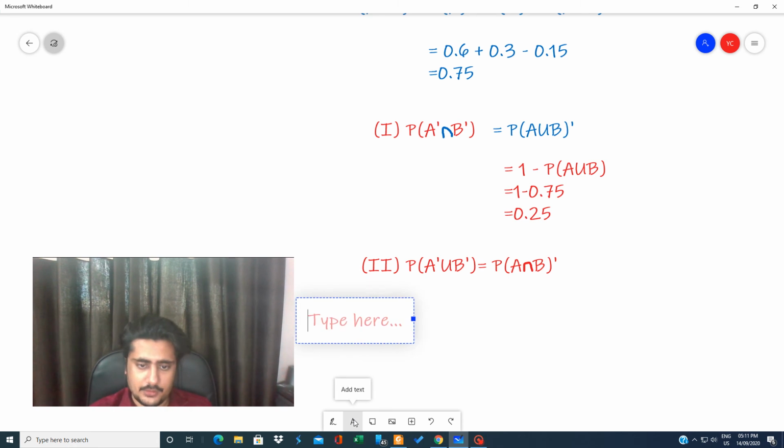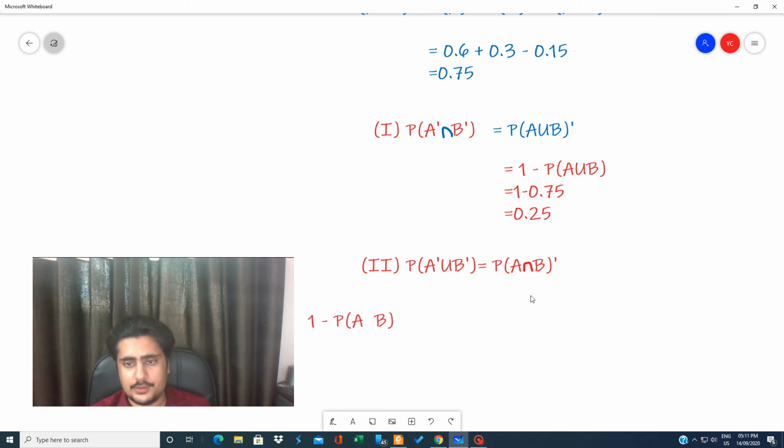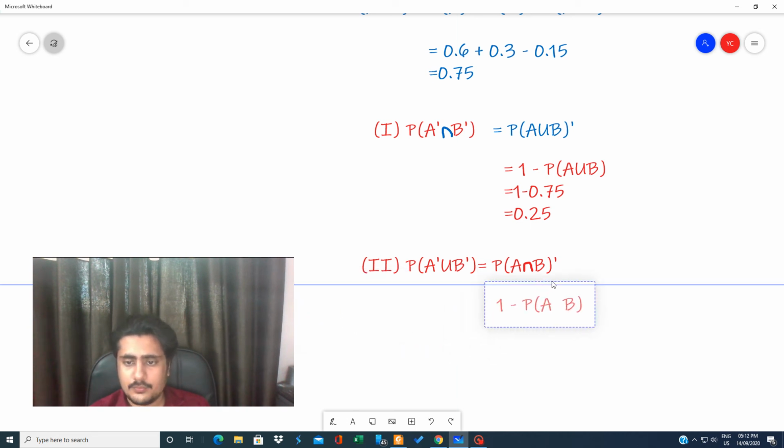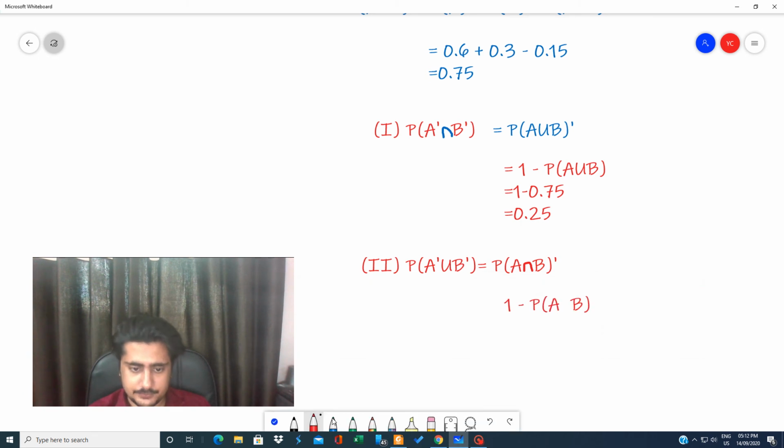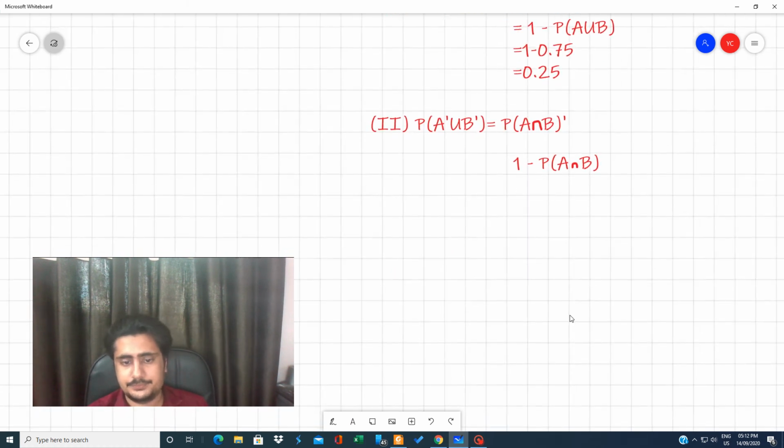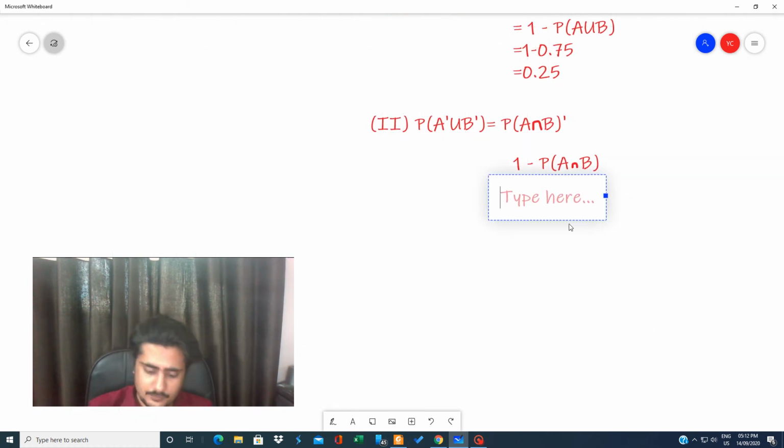What is the answer of P of A intersection B dash? It is 1 minus P of A intersection B. Now what is the intersection with you? Intersection is 0.15 with you, okay? So it's 1 minus 0.15, it's 0.85.